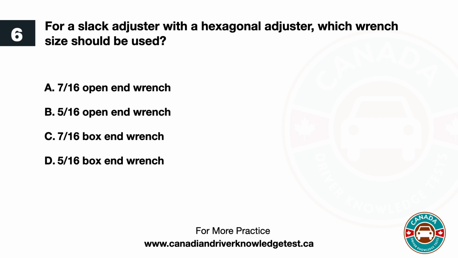Question 6. For a slack adjuster with a hexagonal adjuster, which wrench size should be used? A. 7/16 open-end wrench. B. 5/16 open-end wrench. C. 7/16 box-end wrench. D. 5/16 box-end wrench. The answer is C. 7/16 box-end wrench.